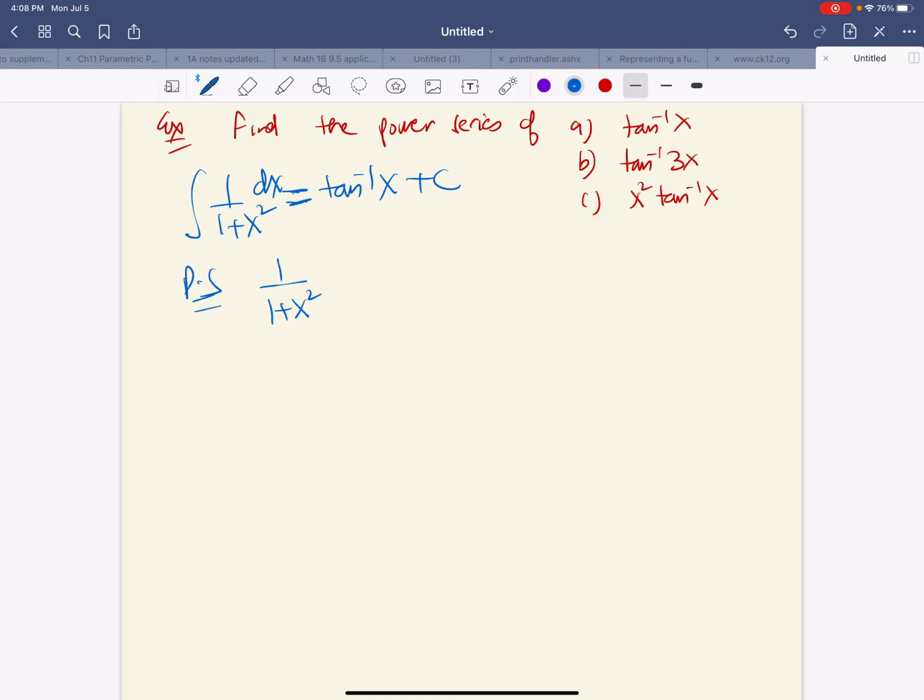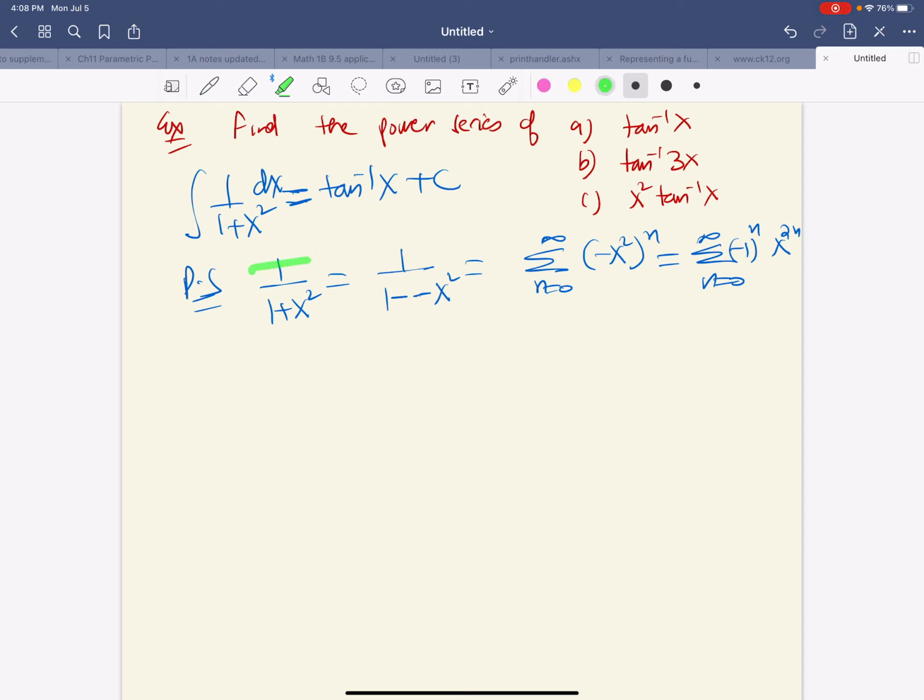I do know the power series of 1 over 1 plus x squared. It is 1 over 1 minus negative x squared, which is summation n equals 0 to infinity of negative x squared to the power n, which is summation n is equal to 0 to infinity negative 1 to the power n x to the power 2n. So we know the power series representation for 1 over 1 plus x squared, and we can integrate it. I'm going to integrate summation n is equal to 0 to infinity negative 1 to the power n x to the power 2n, and on the other side I have tangent inverse x.